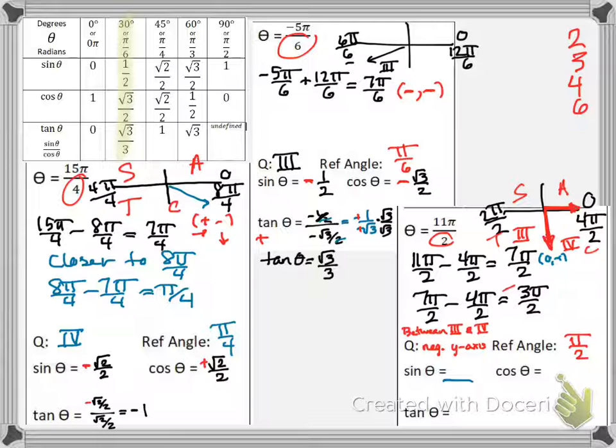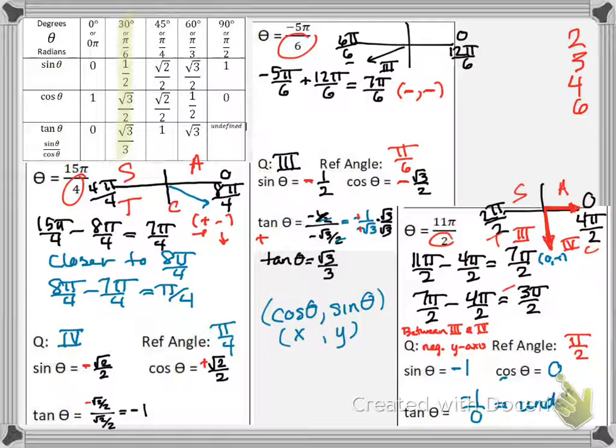So I'm going to say, have I written it anywhere yet? Cosine theta is my x, my sine theta is my y. So I can look at 0 is my x, my cosine, y is my sine, -1, and when I go to divide this, I have the sine divided by the cosine, which is undefined.